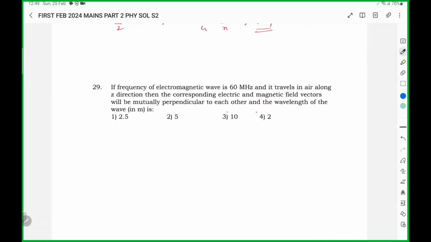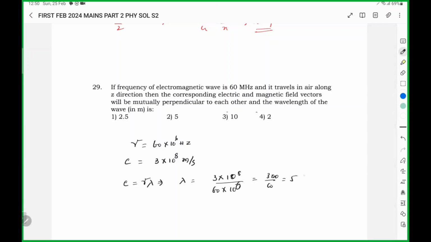The frequency of the electromagnetic wave is 60 million hertz, and it travels in the z direction. The electric field and magnetic field are mutually perpendicular. What is the wavelength? The electromagnetic wave is nothing but a light wave, so it may have different wavelengths, but the velocity will be the same in air. If the medium changes, the velocity changes. Here c equals nu into lambda. Lambda is 3 into 10 power 8 by 60 into 10 power 6, since 60 million is 60 into 10 power 6. So 300 by 60, it is 5 meters.